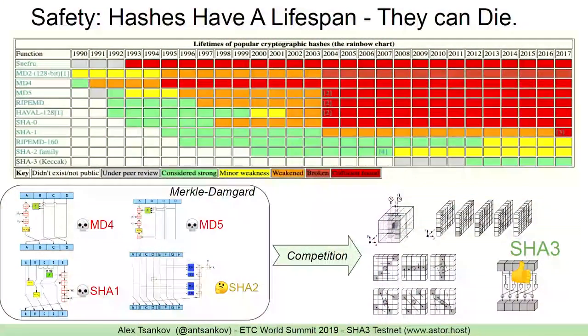So this is probably the most important slide, in my opinion, in this whole presentation, which is showing that hashes have a lifespan. Hashes can die. So this chart right here is called the rainbow chart. And what it shows is all of the hashing algorithms that have been considered official hashing algorithms. So Ethash has never really made it to an official hashing algorithm, but these are the ones that have been given the blessing by a variety of either FIPS or ISO standards, starting in 1990 with MD2.